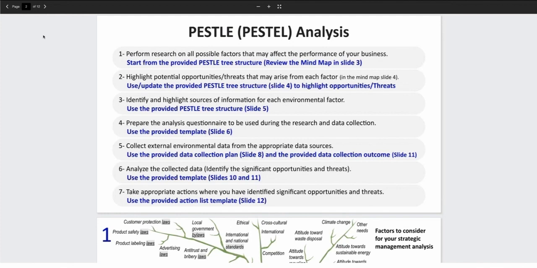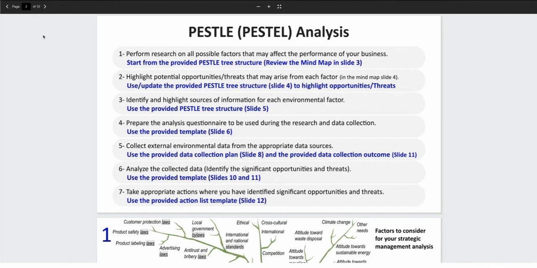So we write in advance the questions that will allow us to understand more about the effects of these factors. Then we find the answers and write those answers on our questionnaire. It will then allow us to write a summary report of the PESTEL analysis. Then we can continue by collecting external data from appropriate data sources.